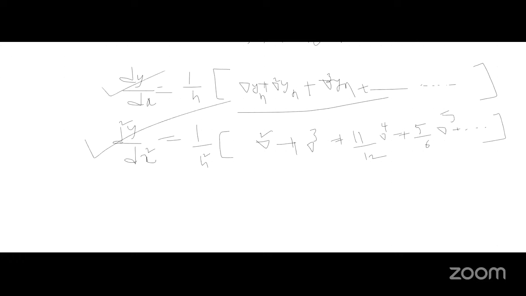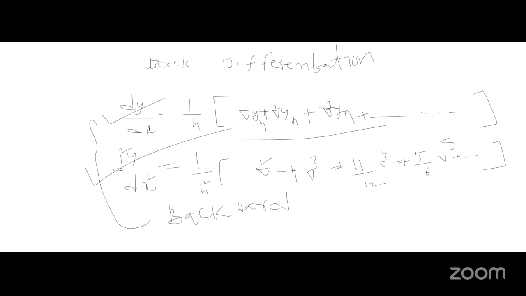Understood? So this is the backward differentiation. Now, this is forward. So forward differentiation, and this is the backward differentiation. So these are the two formulas.